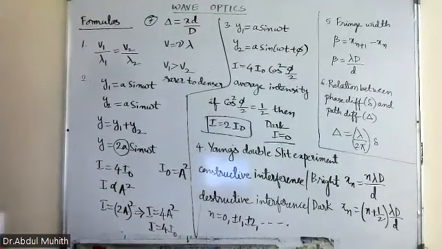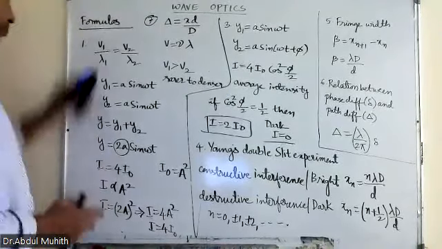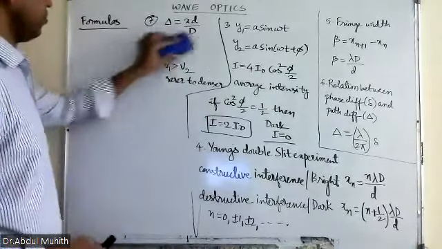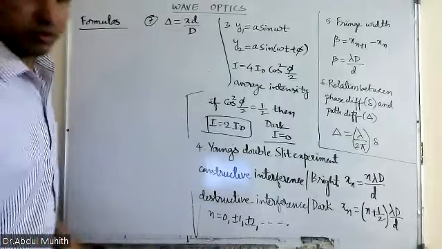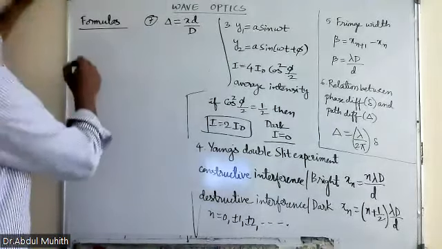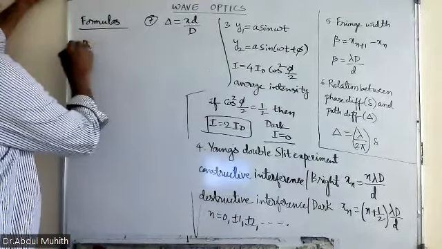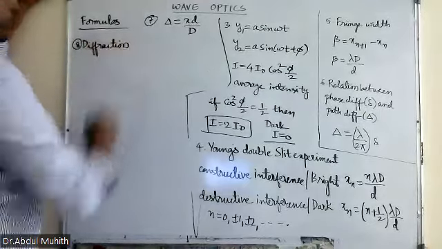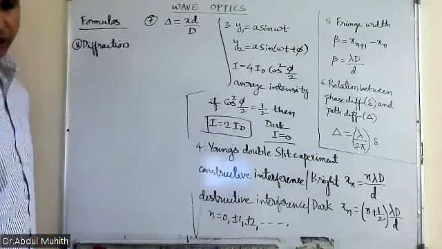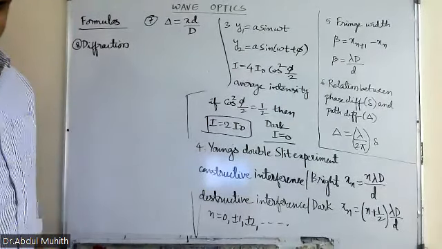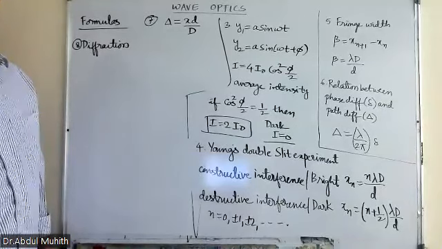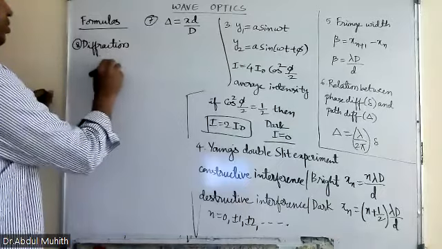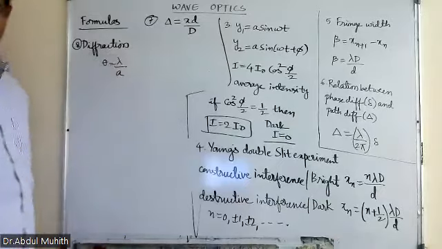Now I'm going with the diffraction formula, the 8th one. Diffraction formula, what did we do? Sin theta is equal to what is the formula? Yesterday we did, right? Theta is equal to lambda by a.